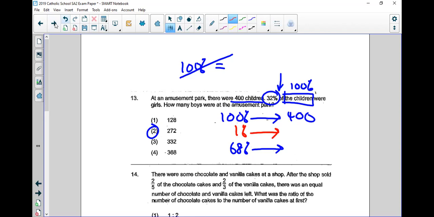So 400 divided by 100, you get 4. So 1 unit is 4. Then 68 units will be 68 times 4. Isn't that much faster if you don't know how to jump? Yep. And your answer is 272. Got it? All right, let's go to question 14.